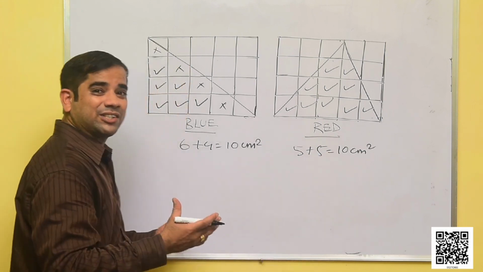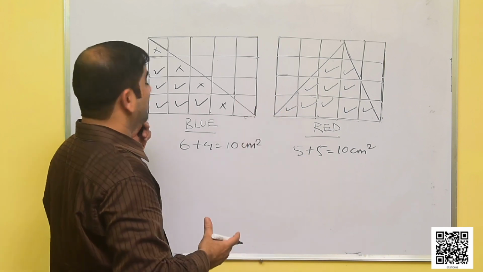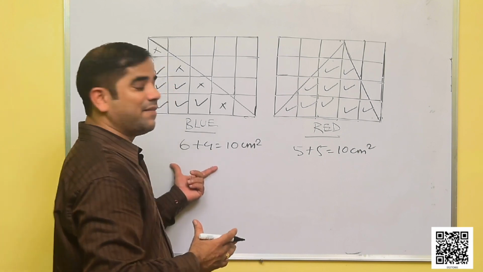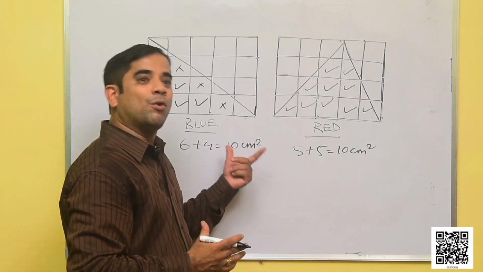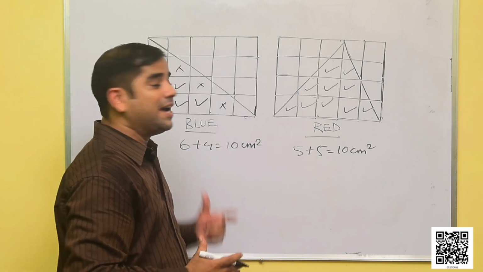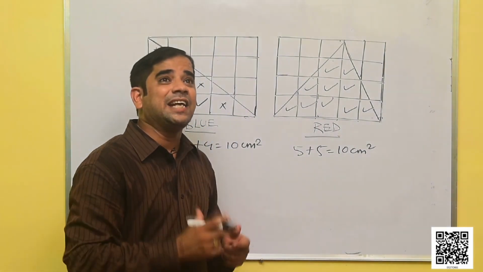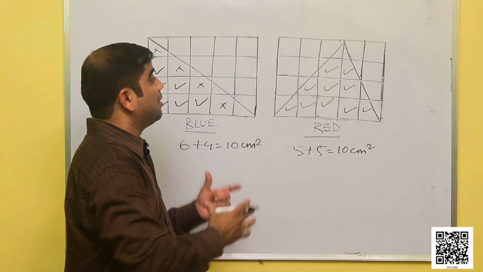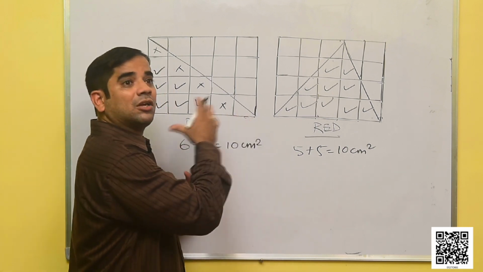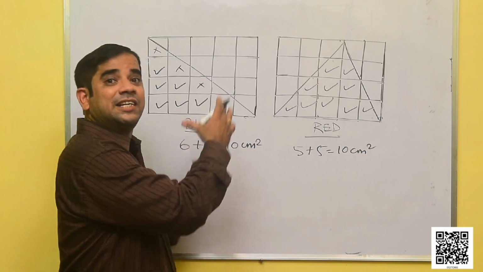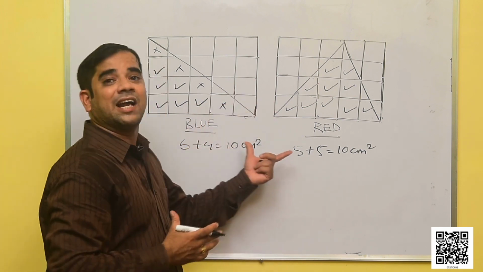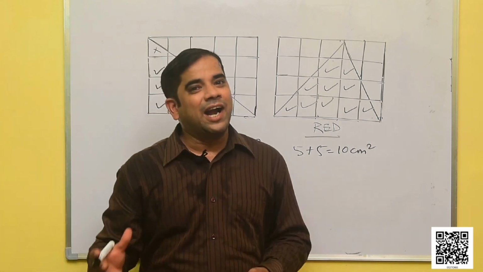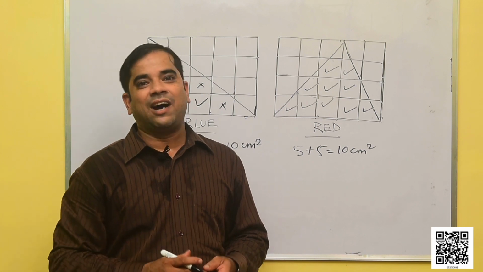So now we have found out that both the triangles, the red one and the blue one, have the same area. Both have an area of 10 centimeter square, which is half of the area of the rectangle. That means each triangle is covering half the area of the rectangle. We might have drawn the triangles in two different ways, but the area they are covering is the same. Understood? Now you can go ahead with the next sum and find out the area.